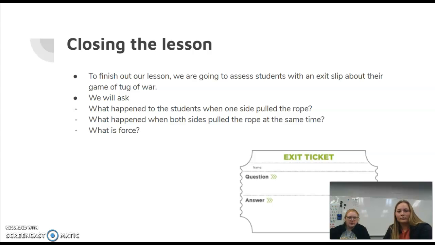To finish our lesson up, we're going to assess the students with an exit slip. Since it's going to be kindergarten, we'll probably just ask out loud and have the students answer individually some different questions. A couple of examples are: what happened to the students when one side pulled the rope? Another one is, what happened when both students pulled the rope at the same time? And then ask them to explain what force is.